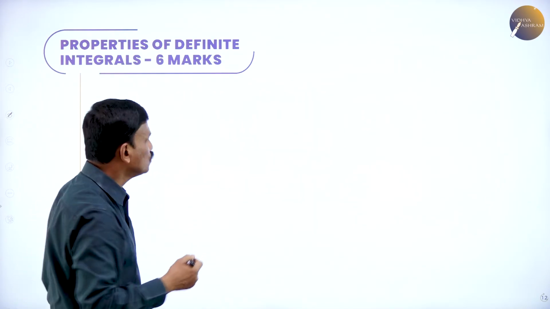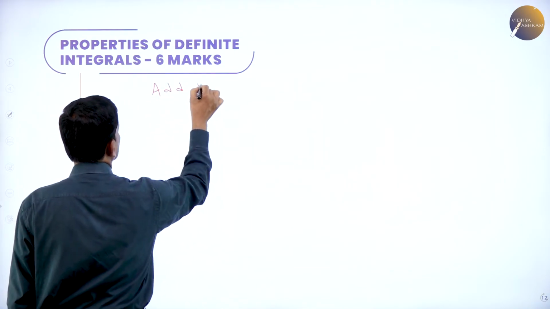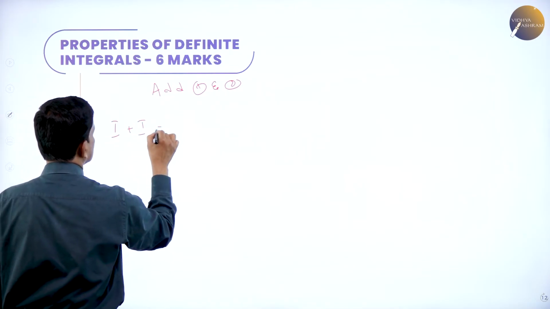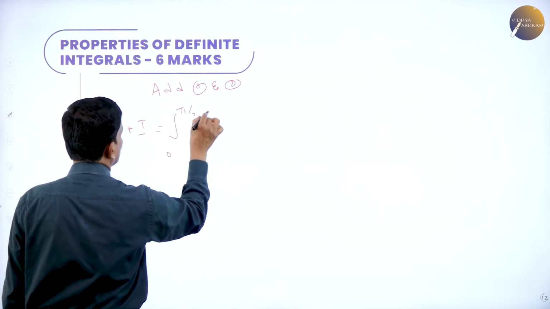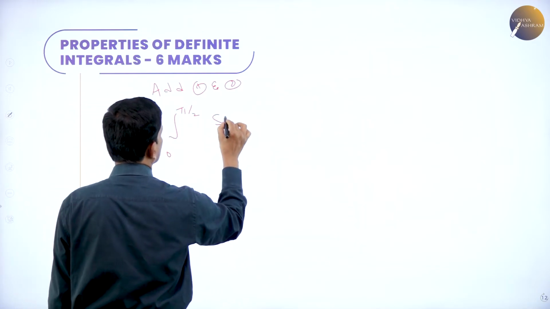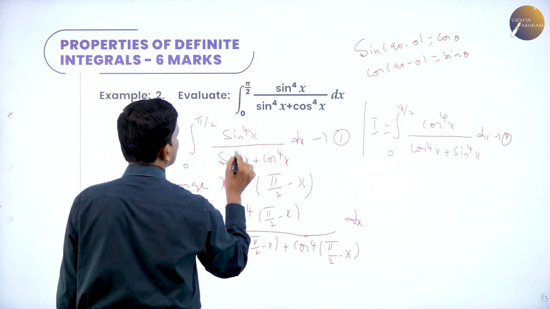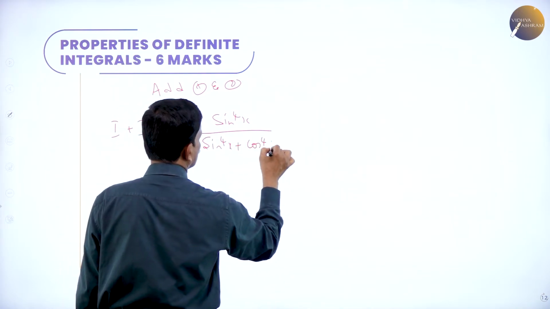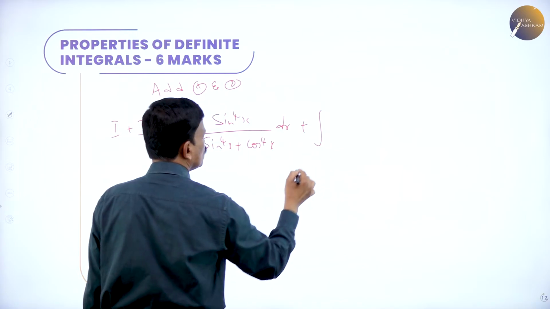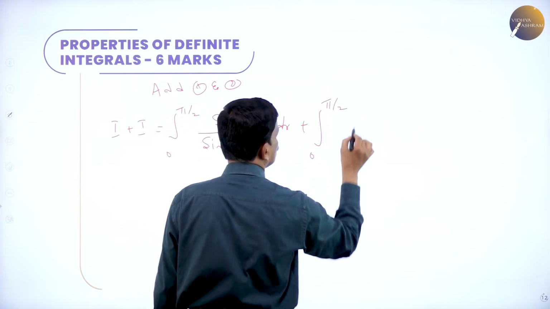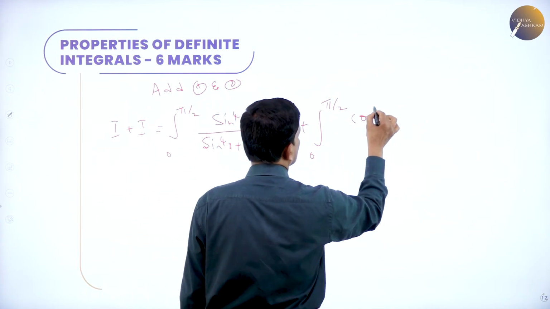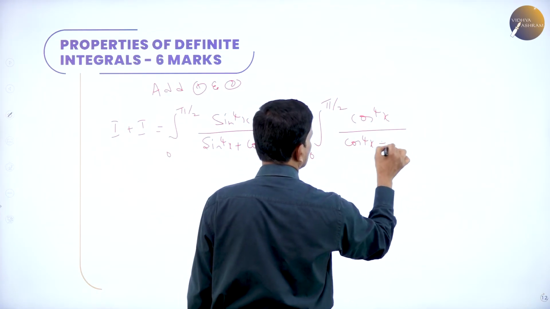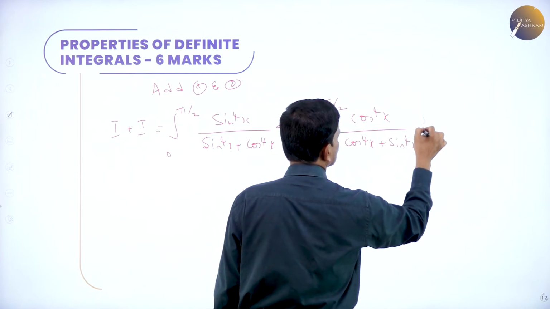So just adding 1 and 2, if you add equations 1 and 2, on the left hand side what we have, I plus I is equal to integral 0 to pi by 2. First equation, sine to the power of 4x divided by sine to the power of 4x plus cos to the power of 4x dx, plus equation number 2 is the same, 0 to pi by 2 cos to the power of 4x divided by, here it is cos to the power of 4x plus sine to the power of 4x into dx.